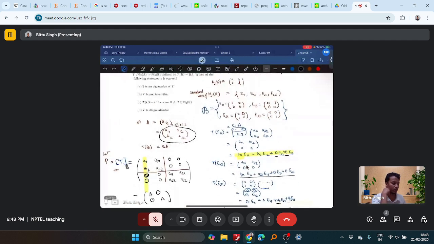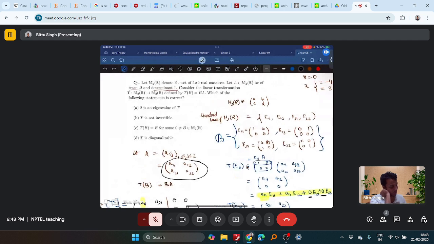Okay. So as we have seen, -1 is the only eigenvalue. So 2 cannot be an eigenvalue of t. So this is false.